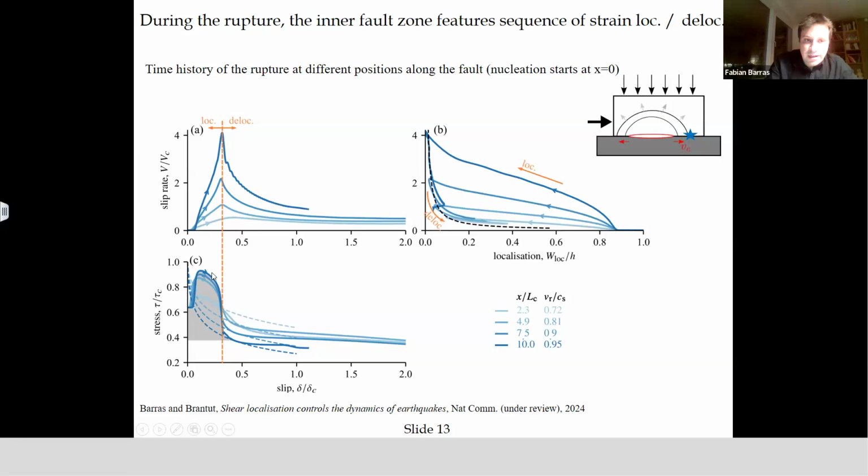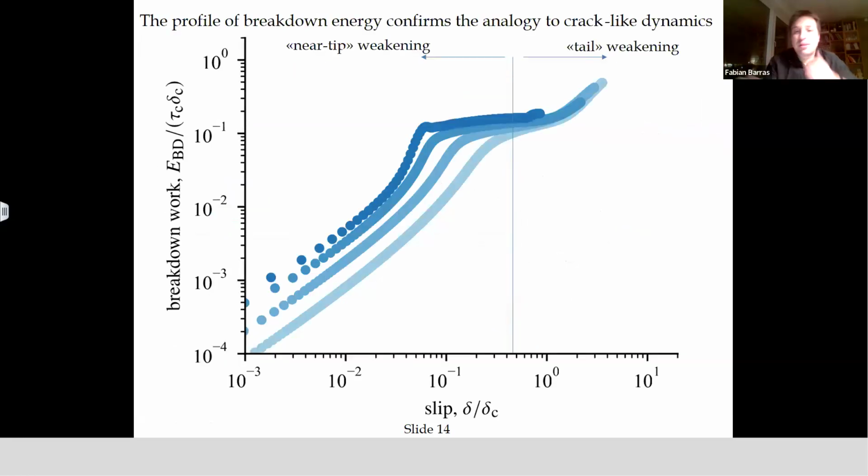And here, what I highlight in this gray area is what corresponds to the dissipation that is measured macroscopically as an energy flux from the large scale down to the rupture tip. So we can see that this corresponds quite well to the phase of the weakening that is associated with strain localization. And we can go a bit further and look again at the breakdown work.